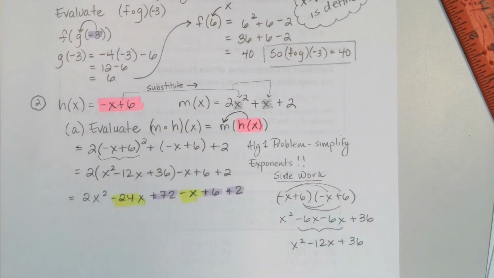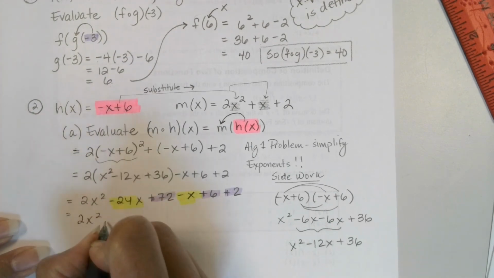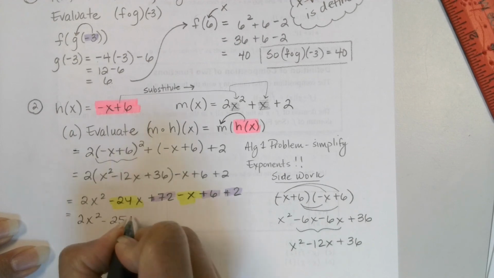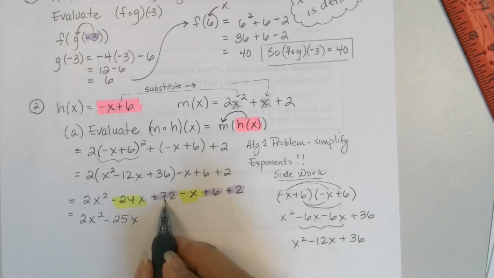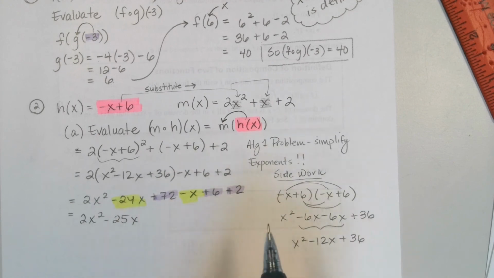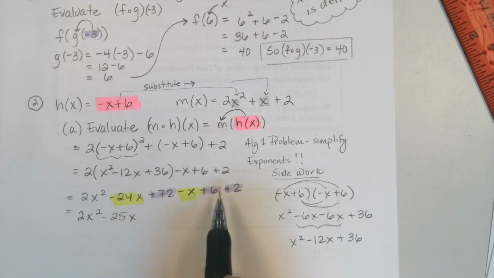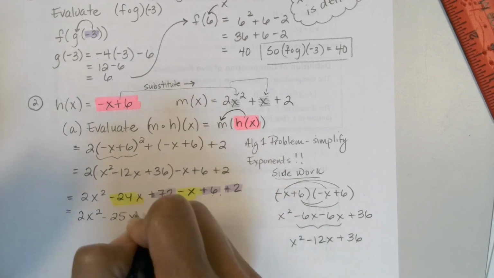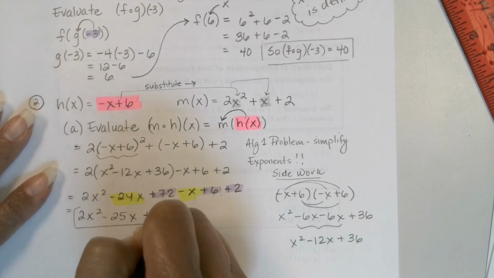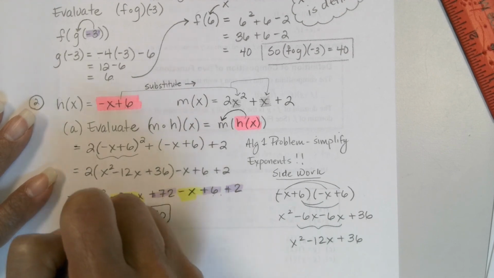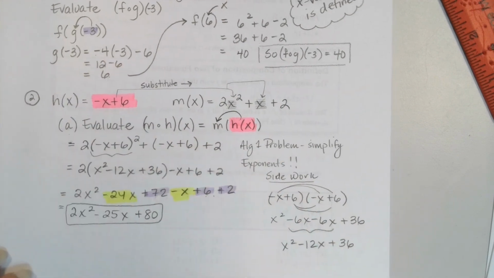Okay, they all belong to the same family. And our final answer is 2x squared minus 25x. Let's see, 6 and 2 is 8, and 70, no. Oh, sorry. 72 plus 6 is 78, and 78 plus 2 is an 80. All right, that's 2 part A, okay?